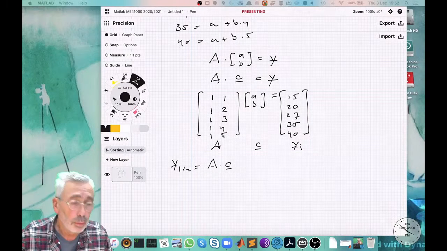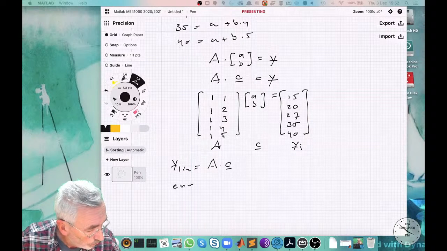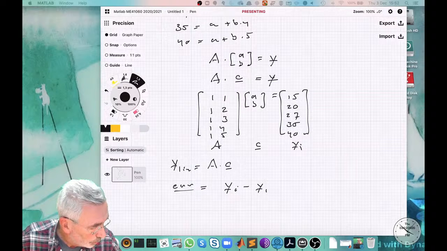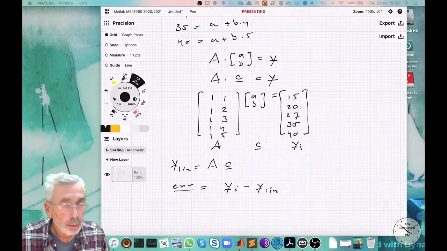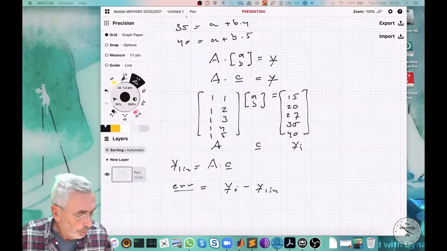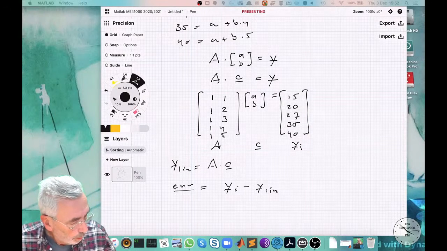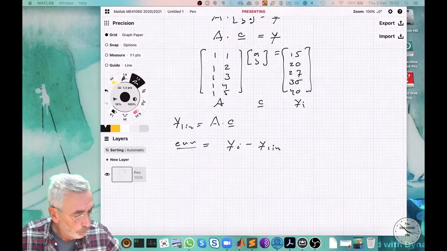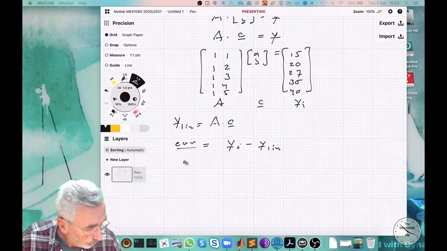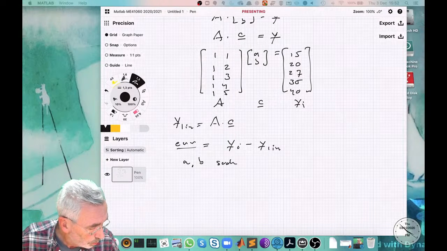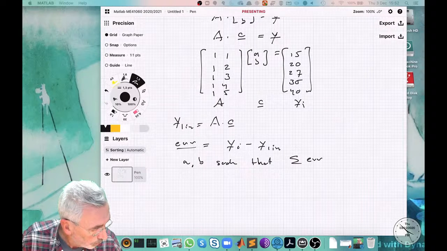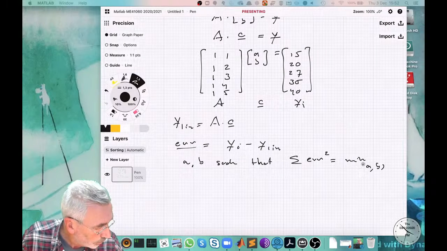We still don't know what they are, but we can then say the error is my Y value, my measured value, minus my linear value. Still, we don't know what A and B are. And then what do we want? Well, we want to have A and B such that the sum of the squares of these errors is minimal with respect to A and B.